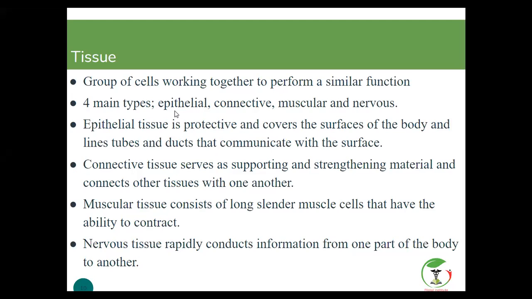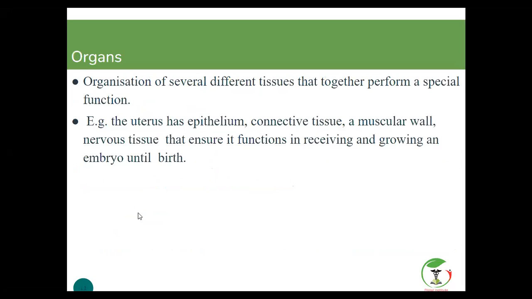Now, when we have a group of cells working together, performing a similar function, then that is what we call a tissue. Tissues are basically grouped into four. So we have four types of tissues. We have epithelial tissue, connective tissue, muscular tissue, and then the nervous tissue. And we shall look at each of these in our later presentations.